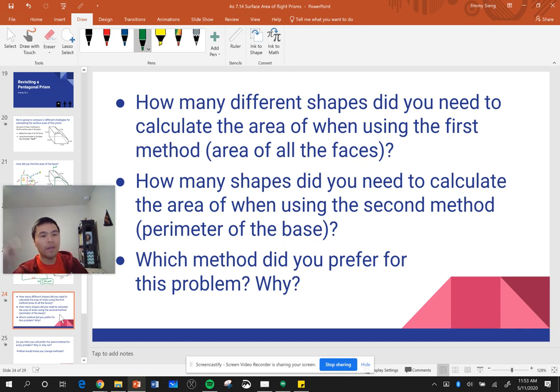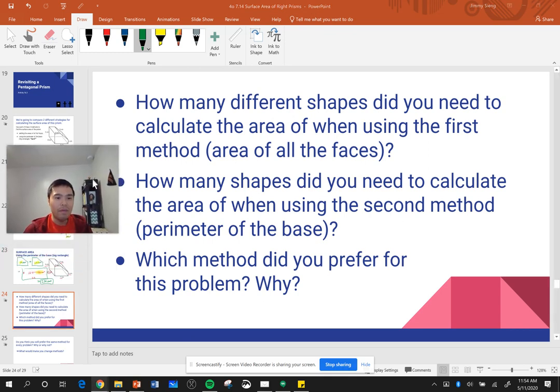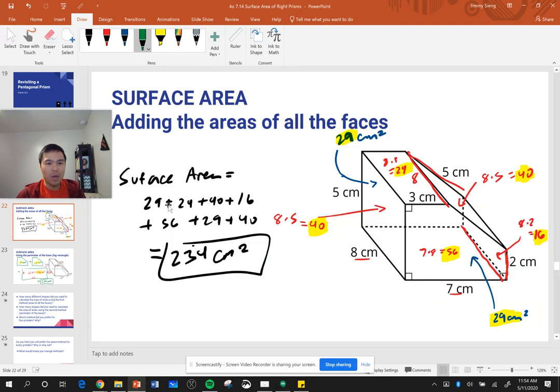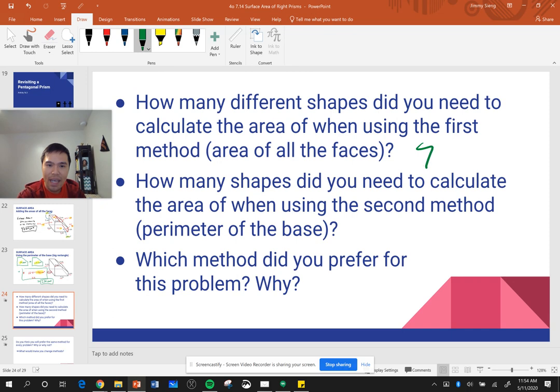So if we were to review these questions, first one says, how many different shapes did you need to calculate the area of when using the first method with all the faces? Well, that was a lot of them, but we used 1, 2, 3, 4, 5, 6, 7 faces. That took us 7 faces to make that surface area. If we use the second method, that only took us 3, right? We had the rectangle and the base area of the 2 back and front faces.